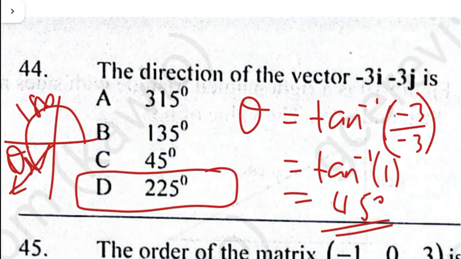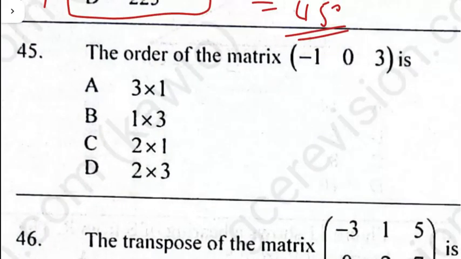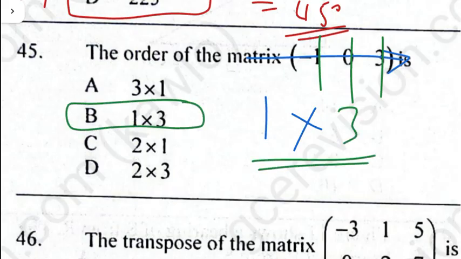Okay, that brings us to question 45. The order of the matrix negative 1, 0, 3 is. So how many rows by how many columns? There's just one row. By how many columns? Columns are, we have 1, 2, 3. So it's 1 by 3. Matrix has order 1 by 3 or size is 1 by 3.